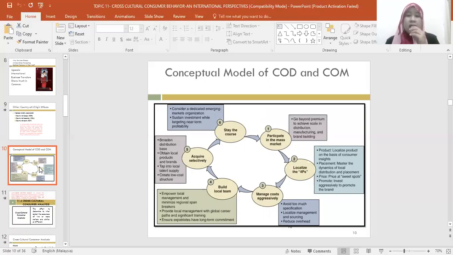And the third one, we manage the cost aggressively. They have to avoid too much specification. Why is specification more costly compared to mass product? Because mass product is standardized, meaning you're not actually following each consumer market segment. You get what I mean or not? It means like this: if I want you to design my dress like this, that one we call specification, customized.